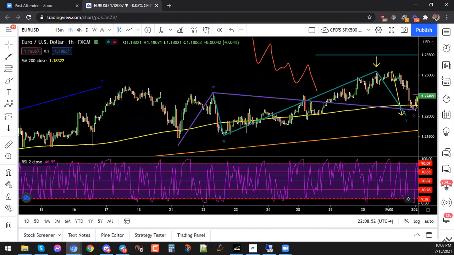And if you're day trading, you're looking at the 1 hour time frame. I find the 1 hour time frame is the best time frame. Okay, so the 1 hour time frame, that's what we're going to use.